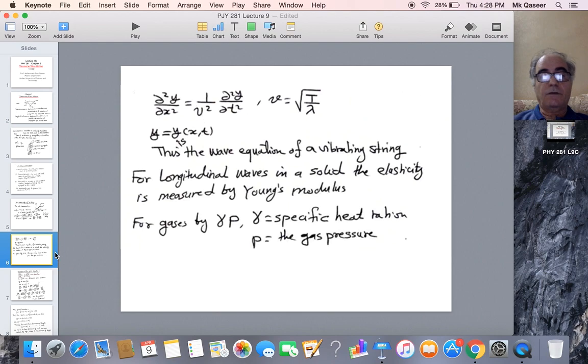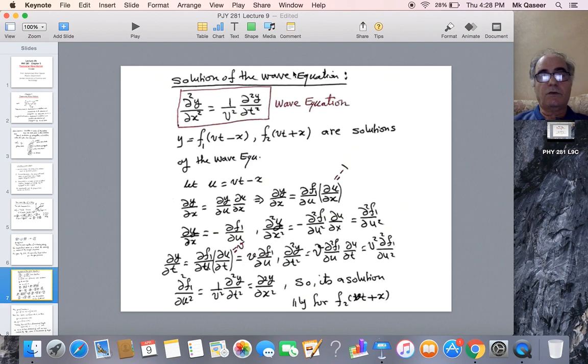Now let's solve this wave equation. We'll assume that y is some function f1 of vt minus x, or some function f2 of vt plus x. The first function represents a wave moving in the right direction, and the second represents a wave moving in the left direction, or negative x-axis.